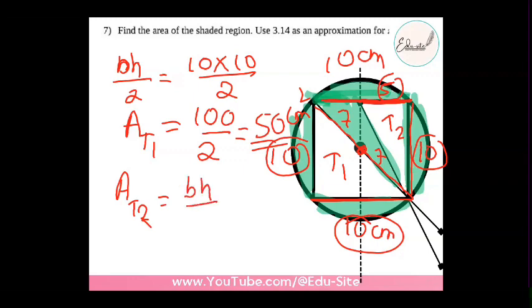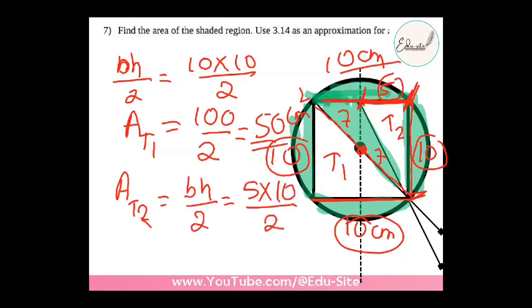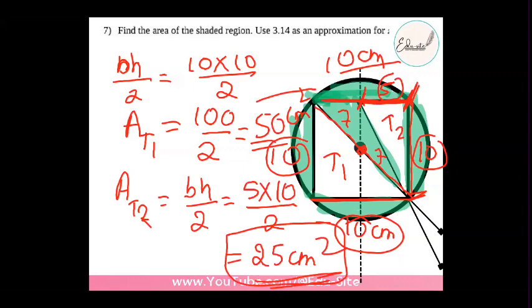Area of triangle T2, the second triangle. I told you already the measurements. Half of 10 is 5, so this is the measurement of the base, and this is the measurement of the height. What is the height here in triangle T2? Is it not 10? So 5 times 10 over 2. 10 into 5 would be 50 divided by 2, which is 25. So it is 25 centimeters squared, and this one is 50 centimeters squared.